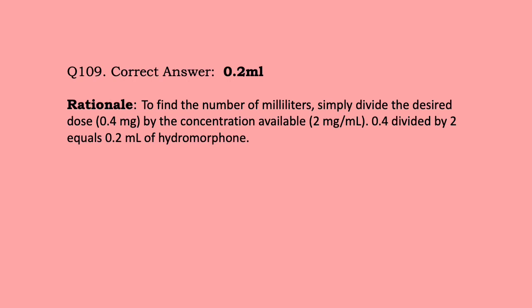Rationale: to determine the number of milliliters, simply divide the desired dose, 0.4 mg, by the concentration available, 2 mg per milliliter. 0.4 divided by 2 equals 0.2 milliliters of hydromorphone.